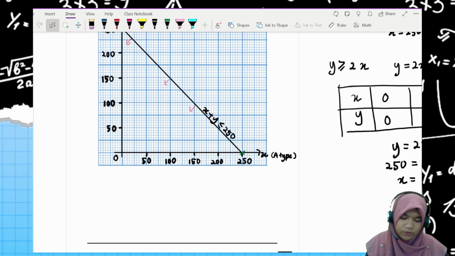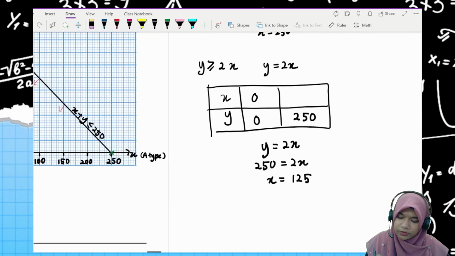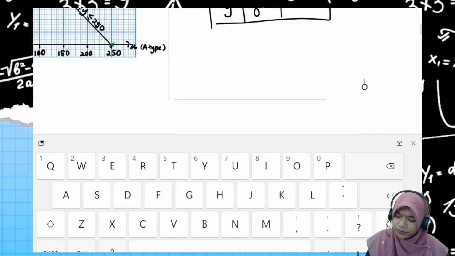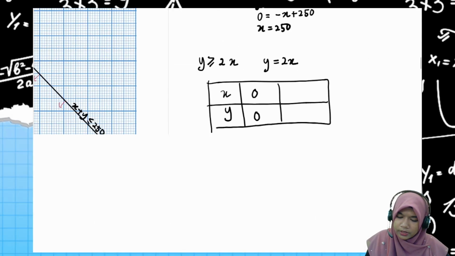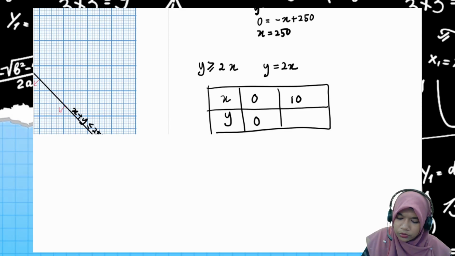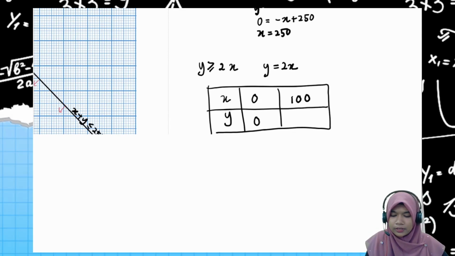Let's say 100. Okay, this one you can use when x equals 100. When x equals 100, what is the value of y? Because now you have to know the two coordinates to draw the straight line.